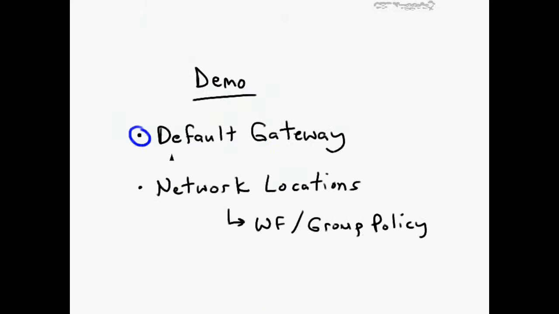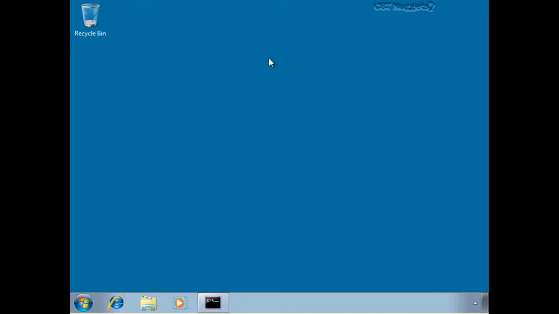That's kind of cool. In this demo, we're going to do some default gateway configuration and basic troubleshooting, and then we'll look at network locations, both in a domain environment as well as a workgroup environment. We'll examine Windows Firewall in some detail, both the local control panel as well as group policy options. Okay, let's start this demo by looking at default gateway configuration.